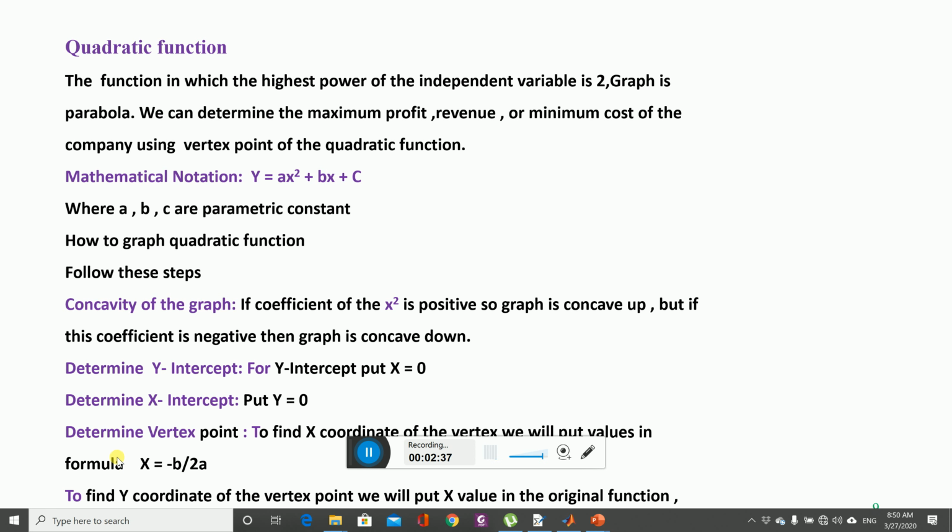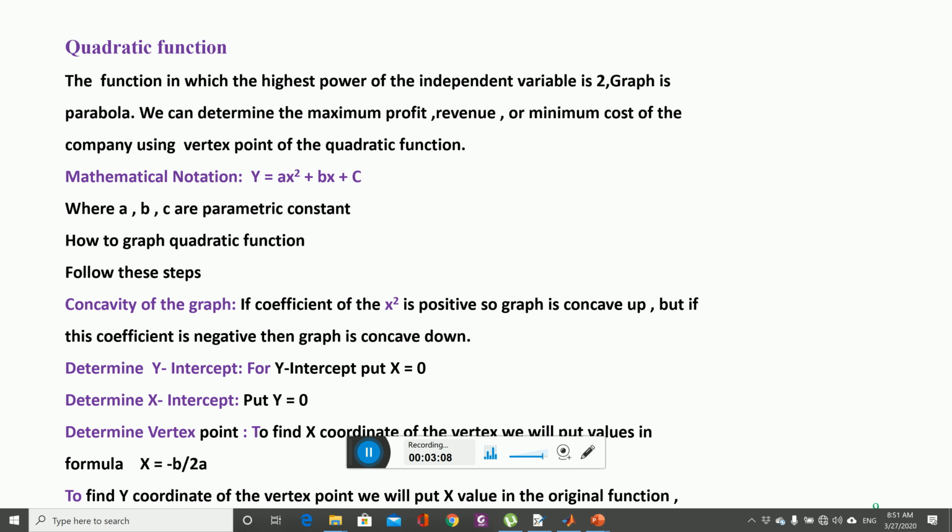equal to 0. Now we are coming toward determining the vertex point. To find the x coordinate of the vertex point, we will put values in this formula: x is equal to minus b over 2a. When we are going to find the y coordinate of the vertex point, we will put the x value in the original function, and automatically we will find the y coordinate.